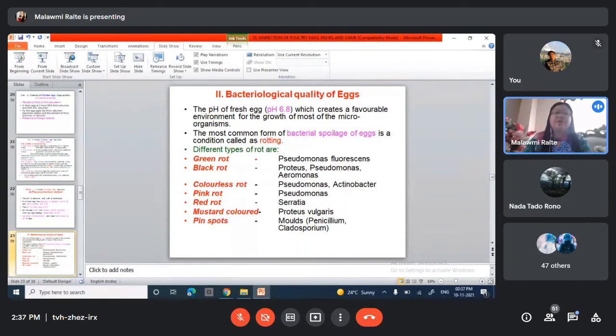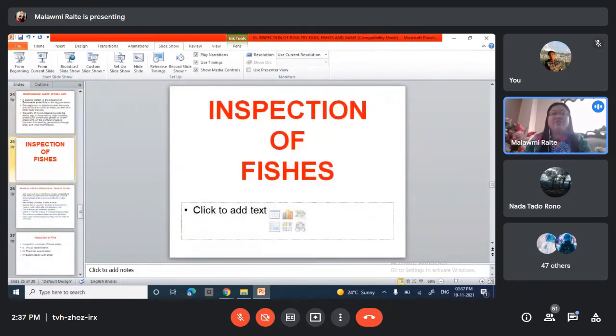Okay, so the second one is the bacteriological quality of the egg. So here we get different types of rots which are caused by bacteria, and we call that bacterial spoilage of the egg, and the name is termed as rotting. Right. The pH of fresh egg as a whole is 6.8, and the albumin alone is 8, and the yolk is 6. So from there also you can work out 6.8, the pH of the fresh egg.